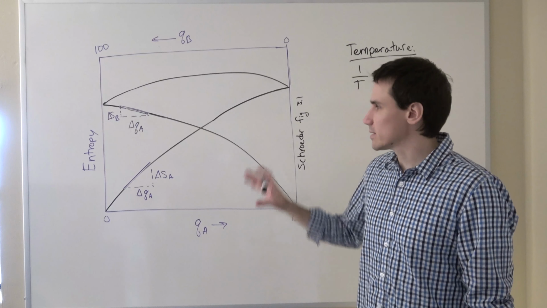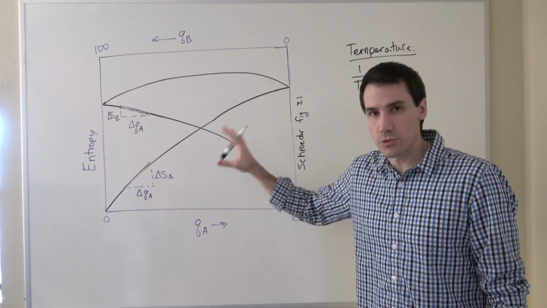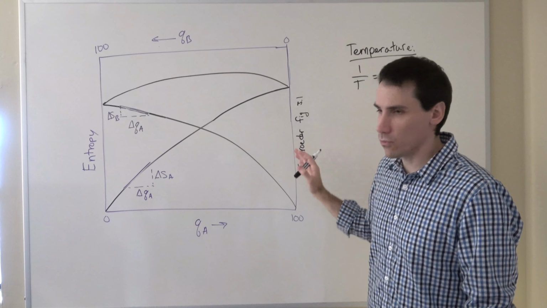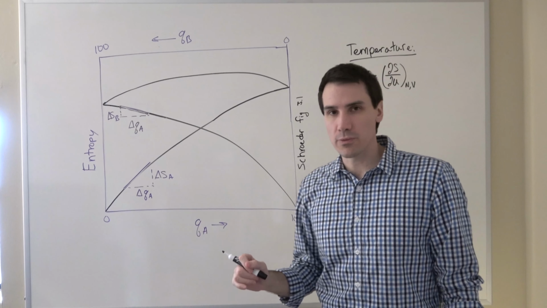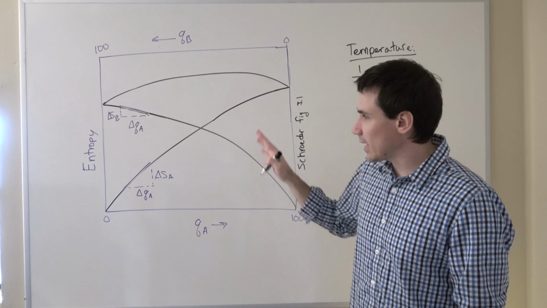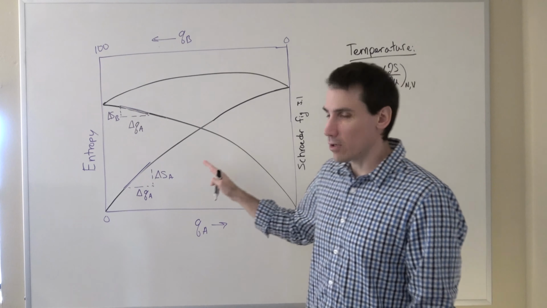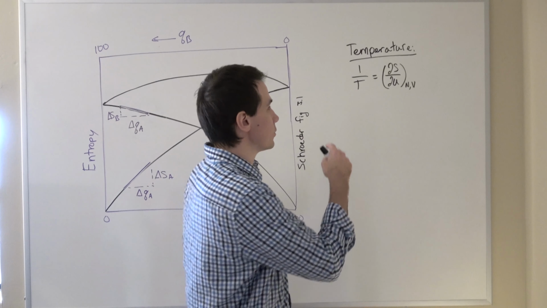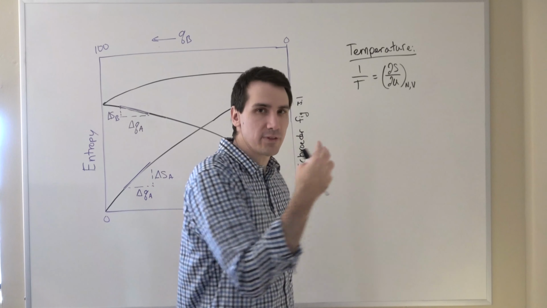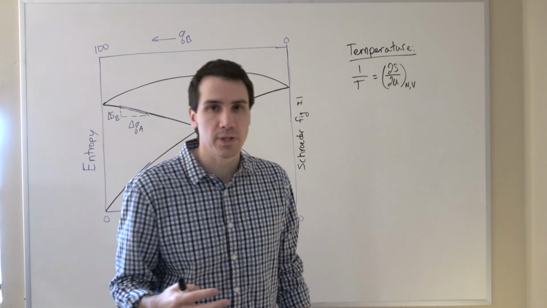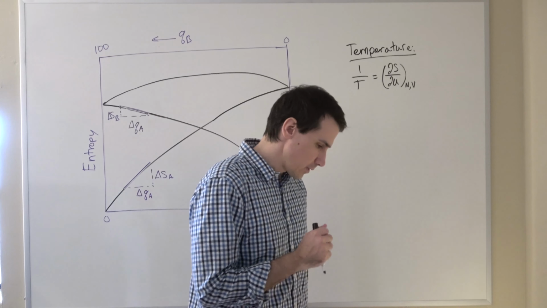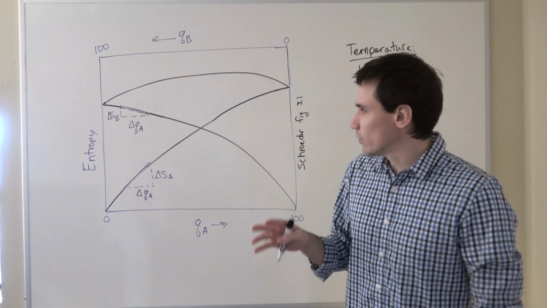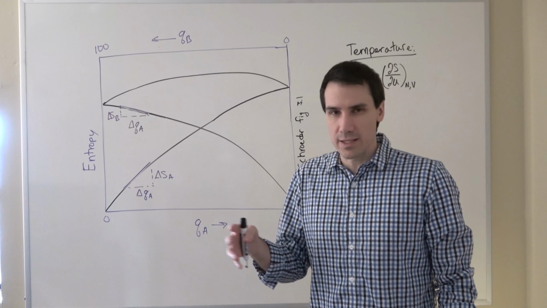In this video, we're going to discuss the figure from Schroeder, figure 3.1 at the beginning of chapter 3. And we are also going to discuss the relationship between temperature and energy, where we define 1 divided by the temperature as the partial derivative of the entropy with respect to the energy, where we hold N and V constant.